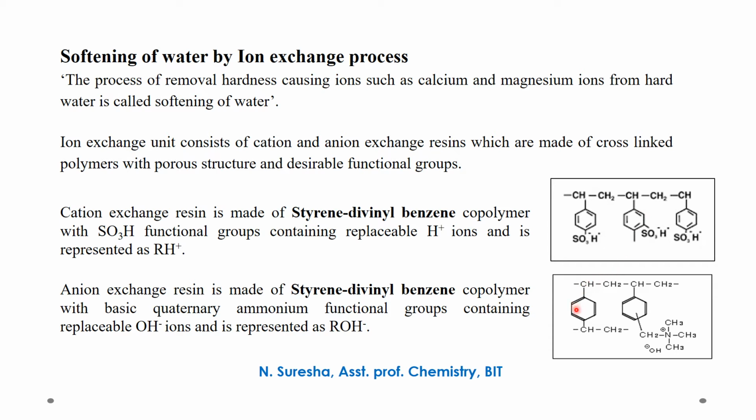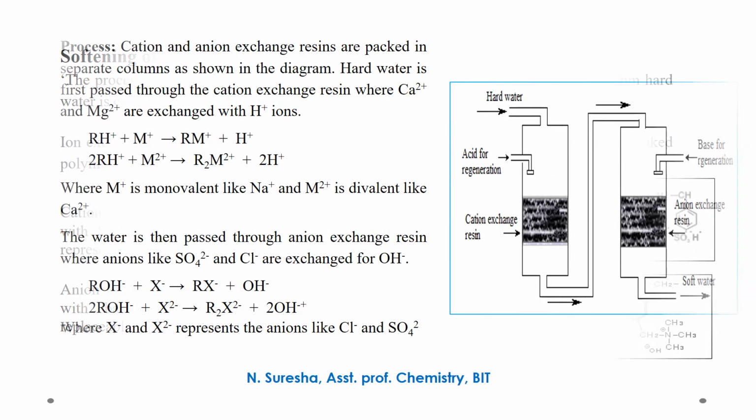Similarly, the anion exchange resin is made of styrene divinyl benzene copolymer with basic quaternary ammonium functional groups containing replaceable OH- ions. It can be represented as ROH-, where R represents the copolymer chain. So this is the anion exchange resin and this one is the cation exchange resin. The ion exchange unit consists of both cation exchange resin and anion exchange resin.